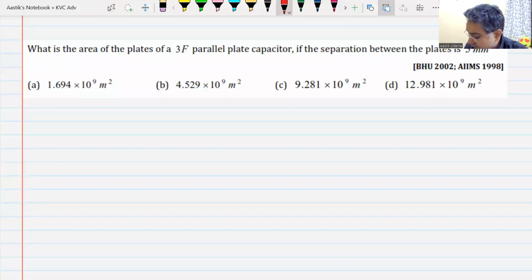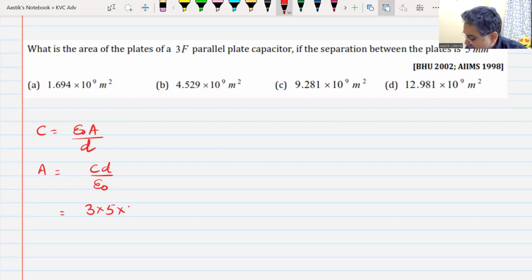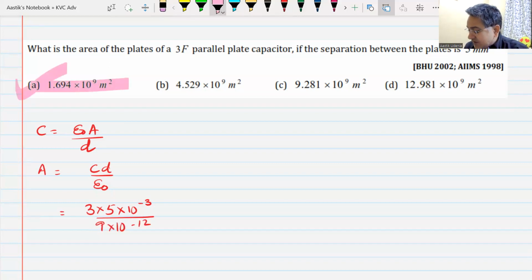So it's a simple and straightforward question. Capacitance is given by epsilon naught A by D. So you can find out the area A = C D by epsilon naught. You just have to put the values. C is 3. This option is A, sir. D is 5 into 10 raised to the power of minus 3. And epsilon is 8.85. You don't have to go to 8.85. You can take it as 9 just to get to your answers quickly, because you can see the options are very varied. So you can write it as 9 into 10 raised to the power of minus 12. 80 upon 9, you will get something close to this. And that is the answer that we are looking at.